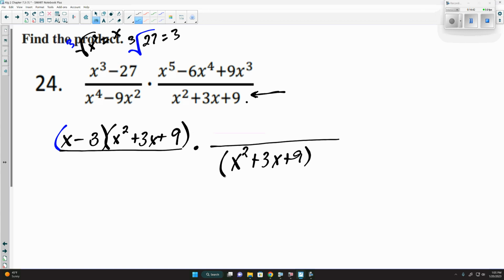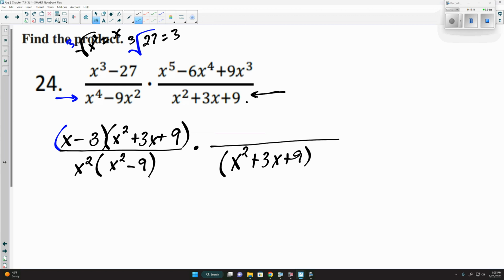Now let's look at the denominator of the first. Is there a greatest common factor between these two? x squared. We can factor it out, which will leave us with x squared minus 9. That's kind of nice, because x squared minus 9 is the difference of perfect squares, yes? x squared is a perfect square. 9 is 3 and 3. So we'll be able to factor that here in a minute. Let's do greatest common factors first.